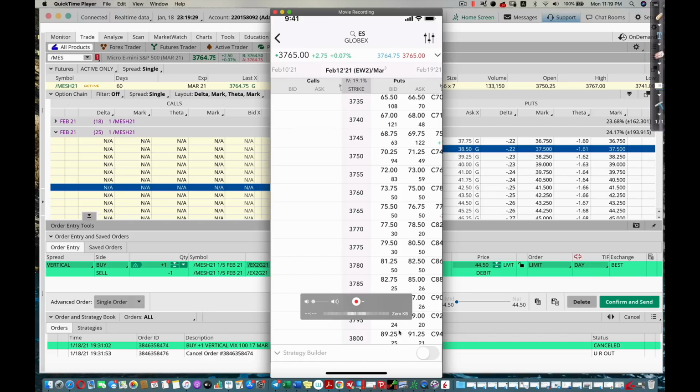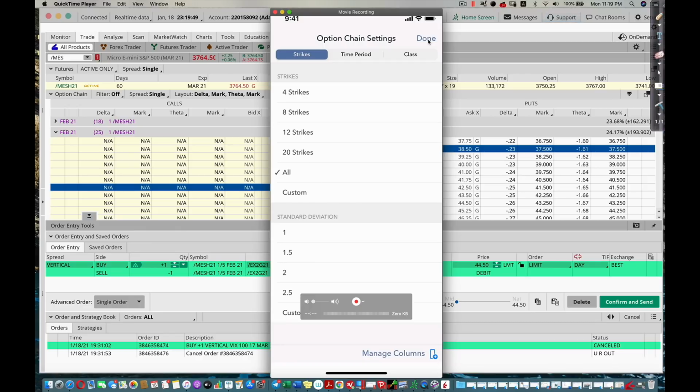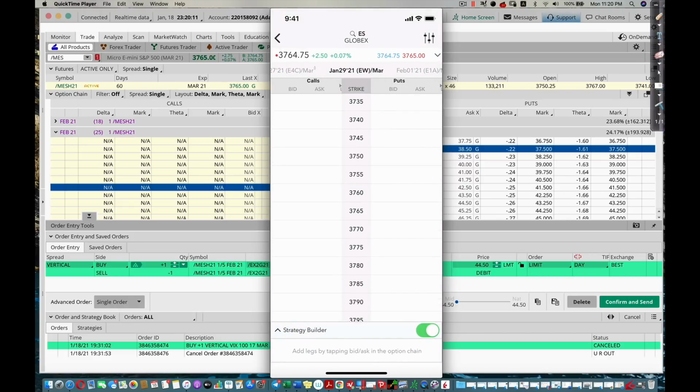All right. Now you have to click this on Strategy Builder, right? Turn this on. So this Strategy Builder will allow you to add multiple combos or multiple legs. Okay. Now, if you don't see enough strikes, you want to create more strikes, click on this button here, and you can choose all strikes or 4 strikes, right? So normally I choose all strikes. Time period, you can just leave it as maximum, and class, all classes, right? All classes. In other words, weekly and monthly options, all right?